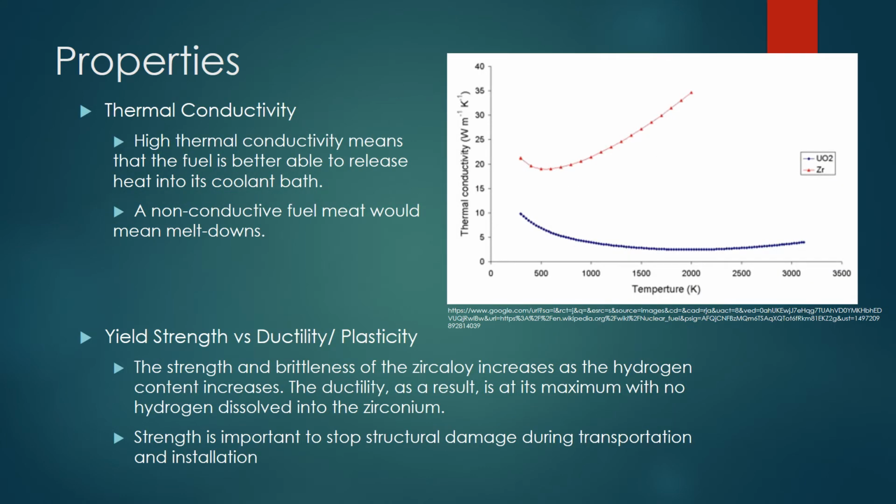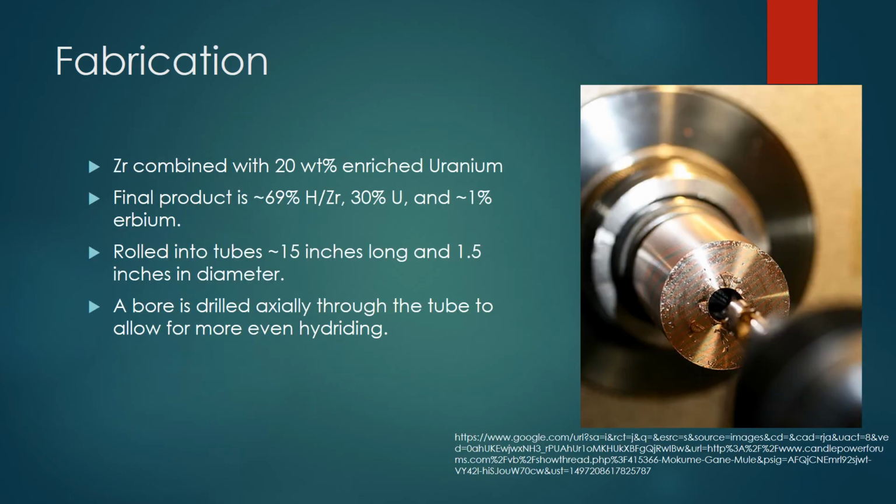The metallic properties of the zirconium allow for high thermal conductivity, allowing the fuel to release heat into the coolant effectively. It becomes stronger and more brittle as the hydrogen is dissolved within the fuel. To create trigger fuel, non-hydrated zirconium is melted down and combined with 20 weight% enriched uranium and a small amount of erbium. The fuel mix in the end is about 69 weight% zirconium, 30 weight% uranium, and about 1 weight% erbium. This fuel mixture is then rolled out into tubes that are about 15 inches long and 1.5 inches in diameter. A small hole is bored axially through the tube to allow the hydrogen to diffuse evenly throughout the zirconium.